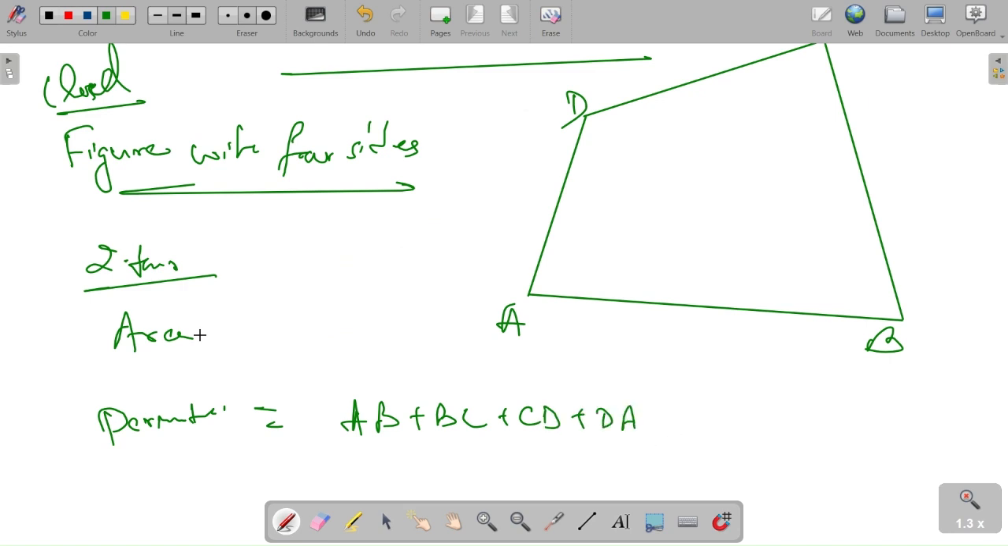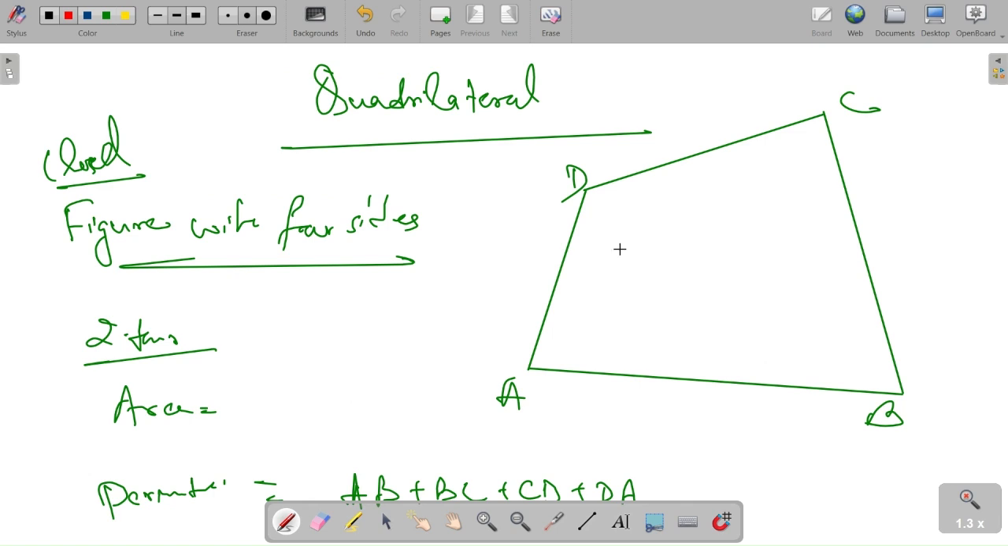Now for area, how do we calculate the area? The best way to calculate the area is, look at this. If we draw a diagonal, what is a diagonal? A diagonal is the line that joins the opposite corners of a quadrilateral. Correct? I believe you have studied what a quadrilateral is and what a diagonal is up to class 8, right? Yes. Very good.